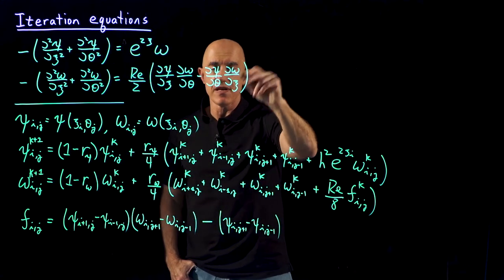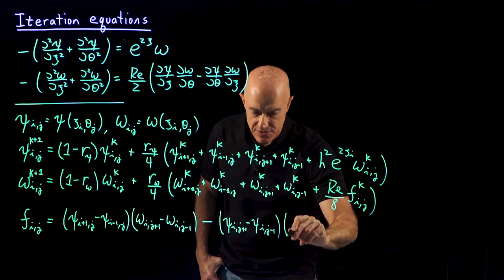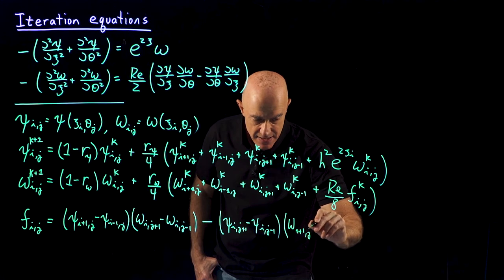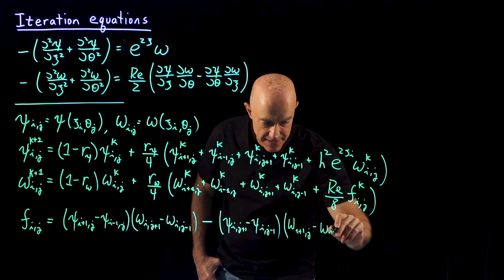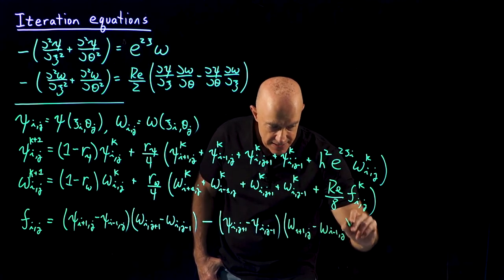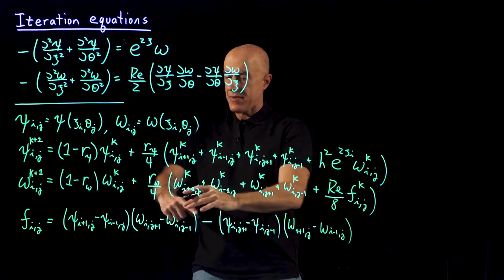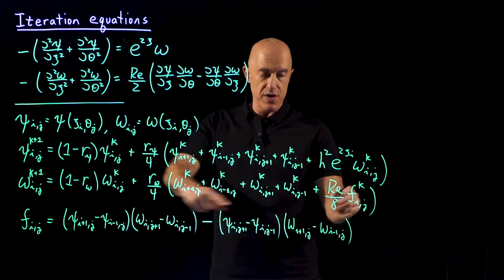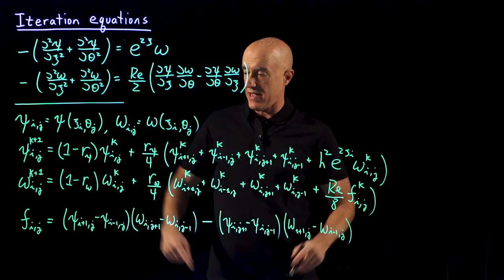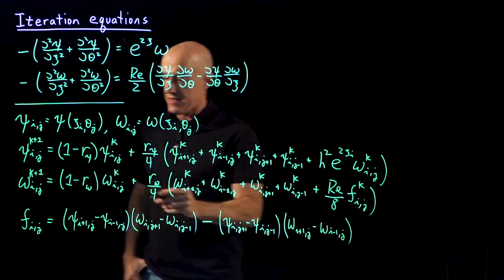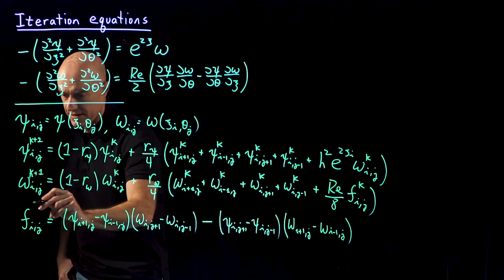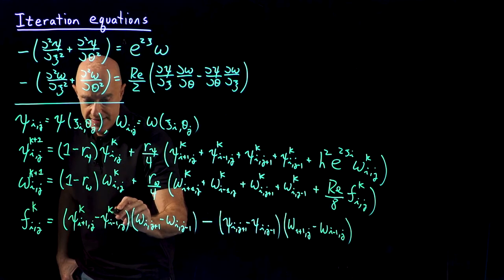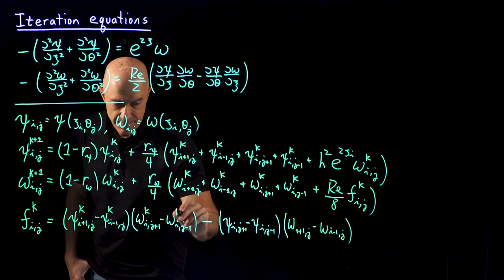times the derivative of omega with respect to the first index, so omega i+1,j minus omega i-1,j. Okay, and that's our f here. The way I code it is I always put an f here and then define this separately. And this is at the kth iteration. So each of these fields are at the kth iteration.